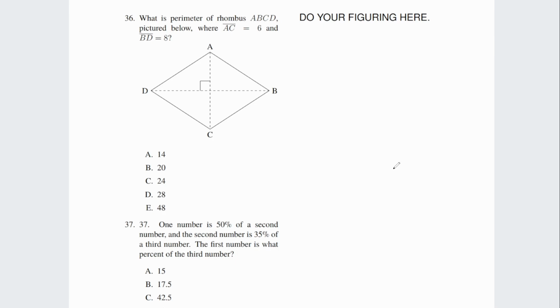Question 36 asks for the perimeter of the rhombus ABCD, where AC equals 6 and BD equals 8. Yeah, this seems like a very difficult question, so I am going to skip it just for now.